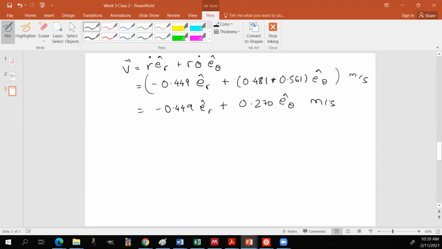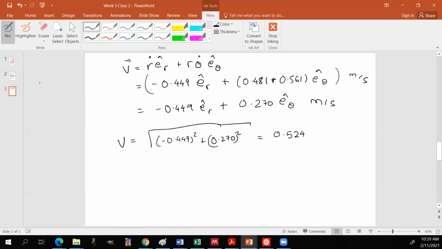But again, people expect you to find out the magnitudes and the directions and things like that, right? So you can do that. The magnitude of the velocity is just the square root of 0.449 squared plus 0.270 squared. And what does this come out to be equal to? 0.524.